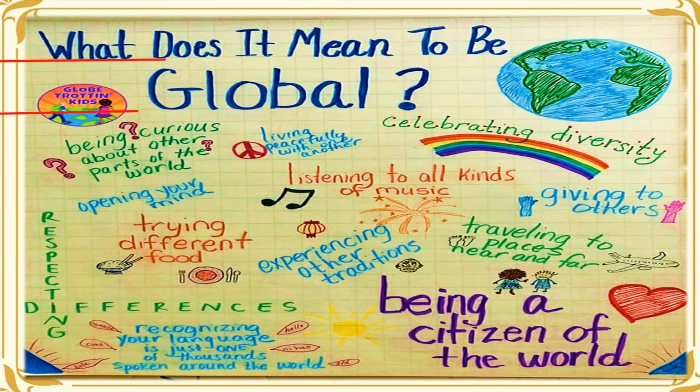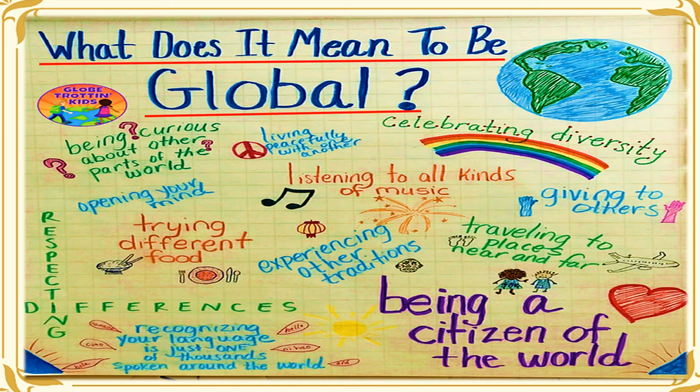Now class, what does it mean to be global? So in this one, we are going to study the different characteristics of being a global member of a community. So the first one, being curious about other parts of the world, but also being respectful of the differences of each other. Next, living peacefully with one another. Next, celebrating diversity.